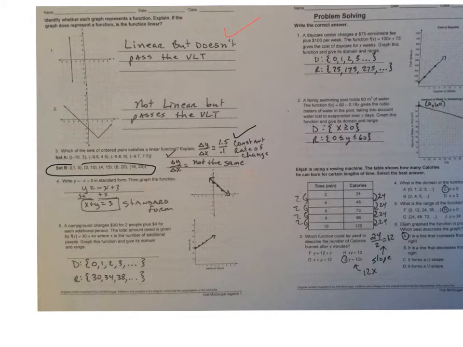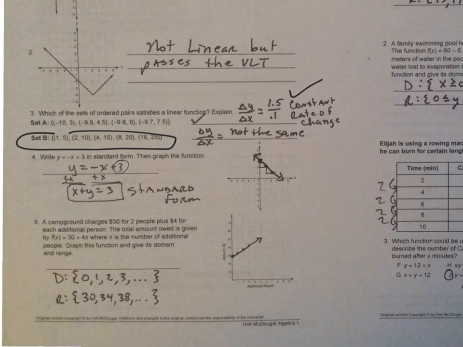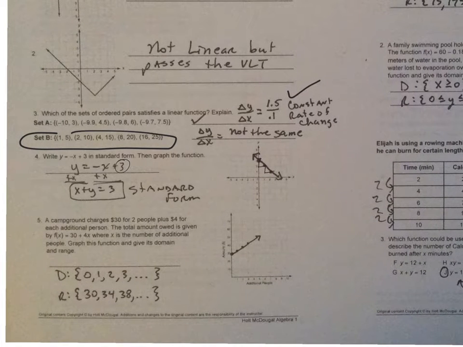Number 4, I started out at plus 3, and let me blow this up a little bit. Okay, if you notice, I started out at plus 3 because that was my y-intercept, and I went down 1 to the right 1, down 1 to the right 1, and that was the slope. Okay, let me go ahead and get back to this. Then on number 5, I put it in standard form. I just moved the x over by adding x, and I got x plus y equals 3.